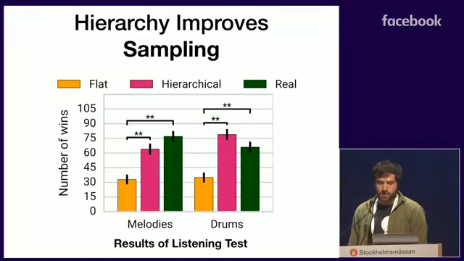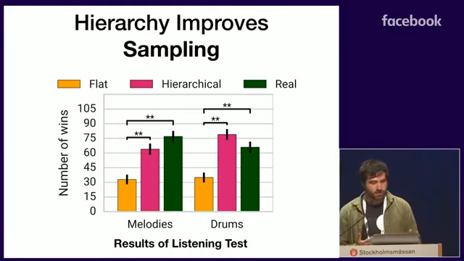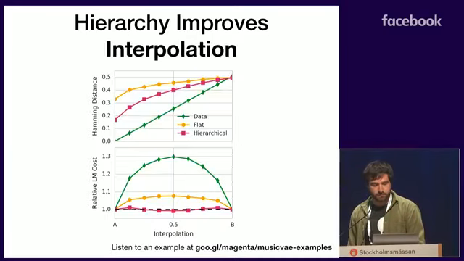And we can actually sample really compelling pieces of music with this. This is based on a listening test. We sampled from the flat decoder, which I showed before, and then the hierarchical decoder, and let people listen to them and tell us which they preferred, as well as against real data, and they greatly preferred the hierarchical samples to the flat.